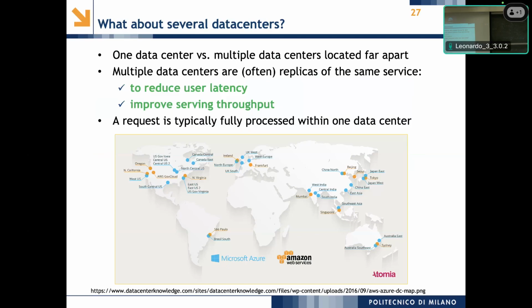We are not as close as in the edge computing continuum, of course, but it's faster to access a data center in Europe from Europe than accessing a data center in the US from Europe.